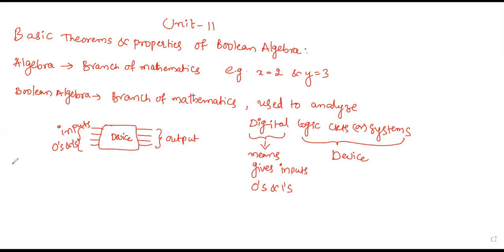Now, you need to know some terms. Here, Boolean algebra is a branch of mathematics used to analyze digital logic circuits. What is meant by a digital logic circuit? It is a device which has inputs of only zeros and ones. Next, terms used in Boolean algebra.